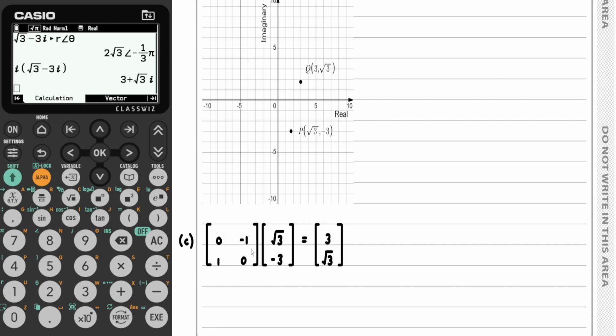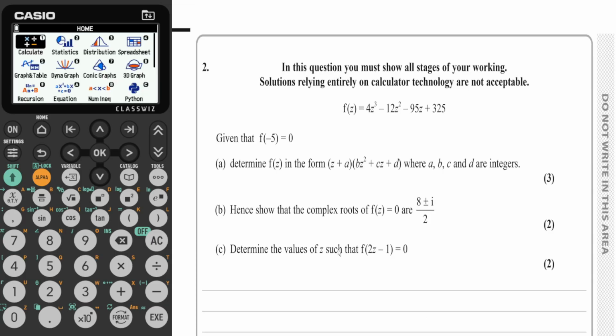So we have the matrix 0, negative 1, 1, 0 multiplied by the vector P, which is given by root 3, negative 3, and that gives us the vector Q, 3, root 3. This matrix here, 0, negative 1, 1, 0, would represent a rotation 90 degrees anti-clockwise about the origin.